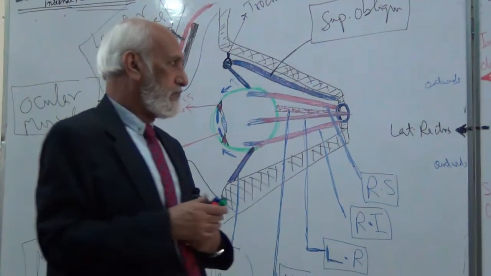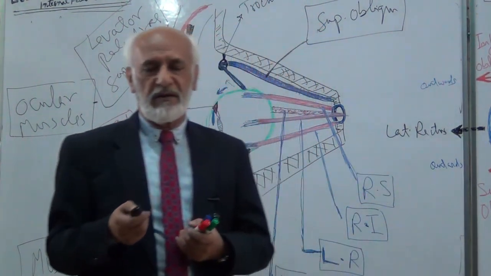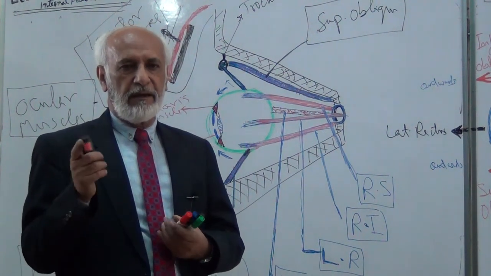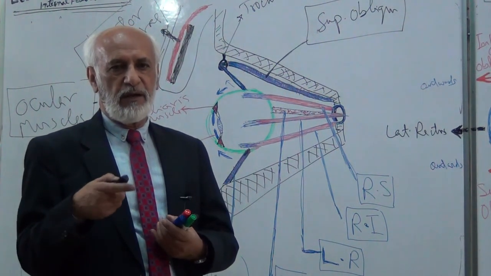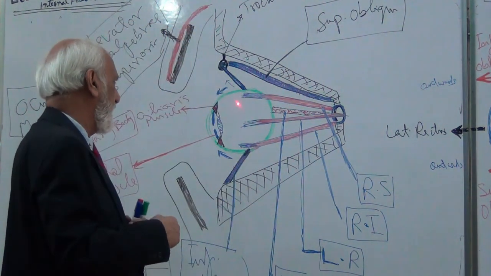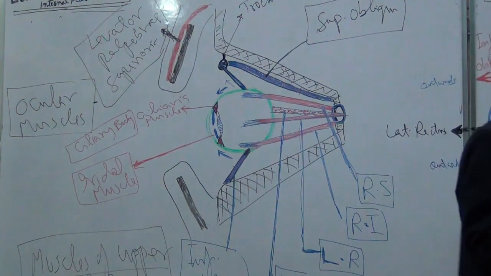So these were the muscles related to the eyeball: extrinsic muscle, intrinsic muscle, and a special muscle of the upper eyelid, levator palpebrae superioris muscle, and at the same time ciliaris muscle and sphincter muscle, intrinsic muscles. Now, what is the nerve supply of these muscles?